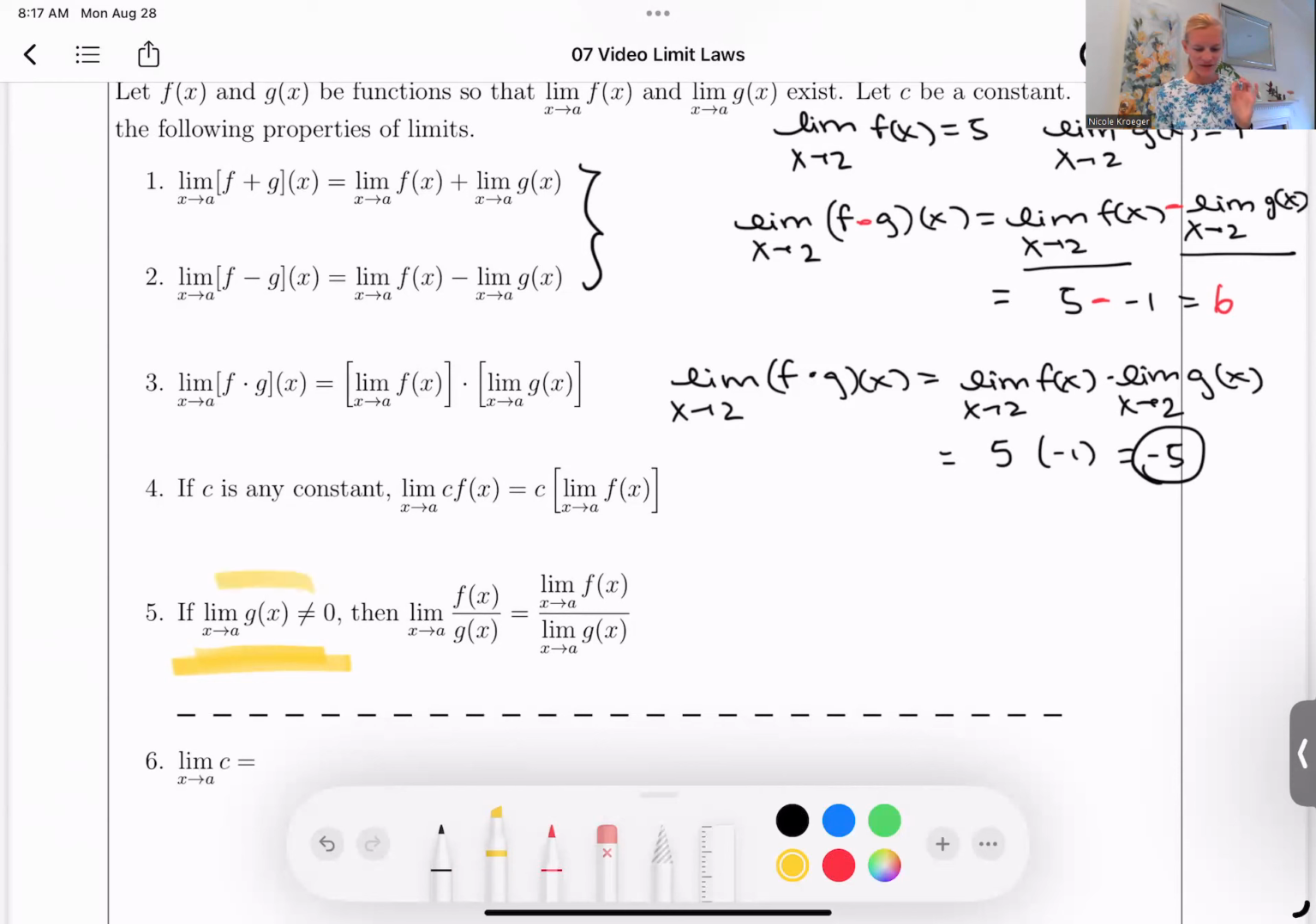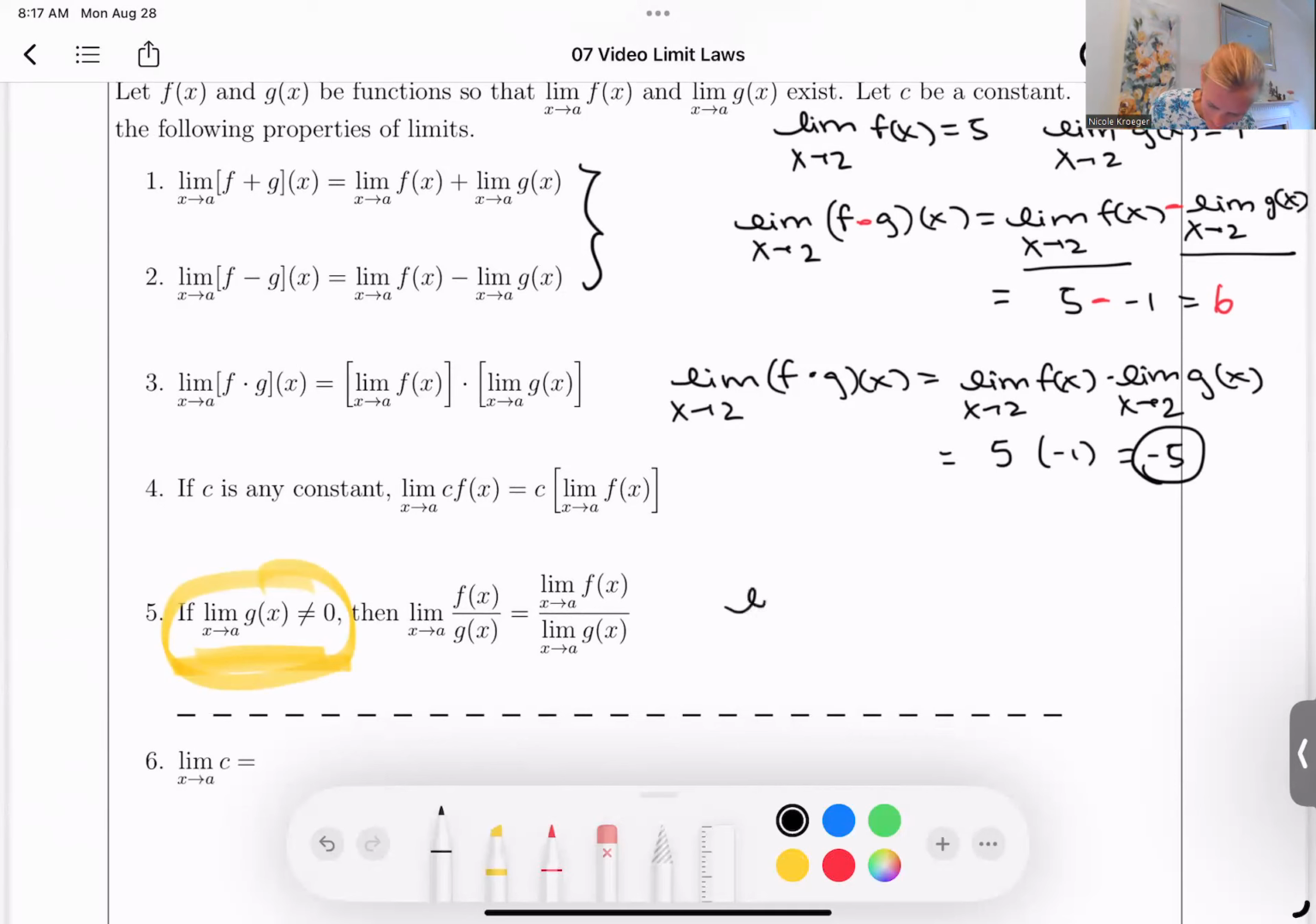If that limit of the denominator is 0, then the limit laws don't tell us anything. And actually, that's going to be the case that we're going to spend like 3 class days working on, is what happens when the denominator's limit is 0. So we're not going to talk about that for this class period, but we'll worry about that later.